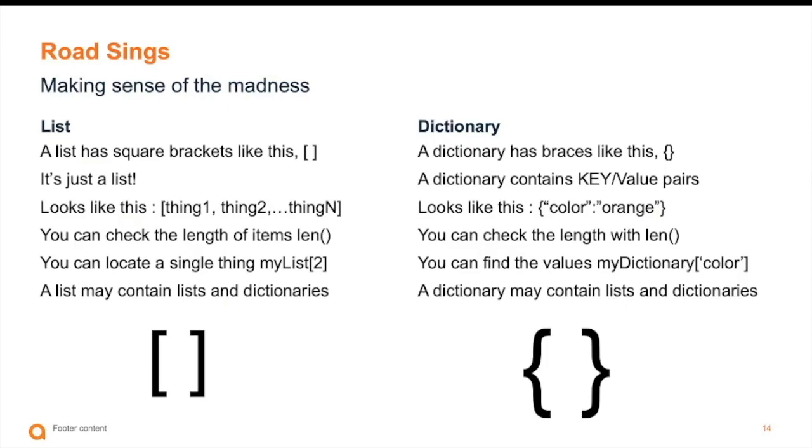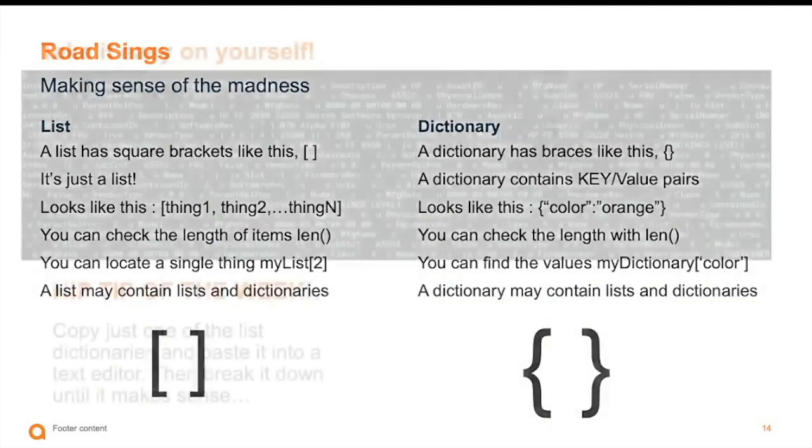They don't have to match. I like them to match, but it's just a placeholder. So I'm saying color key, orange value, okay? And dictionaries may contain lists of dictionaries with dictionaries of lists of lists of dictionaries. So we always look for the curly braces when we're looking at a dictionary. So first curly brace, all the way to the next curly brace, everything inside there is a dictionary.